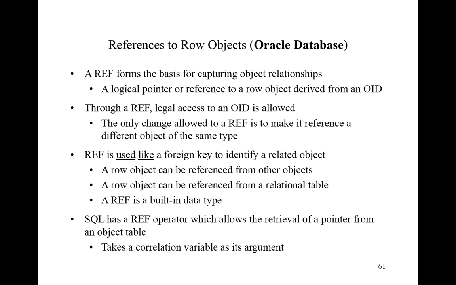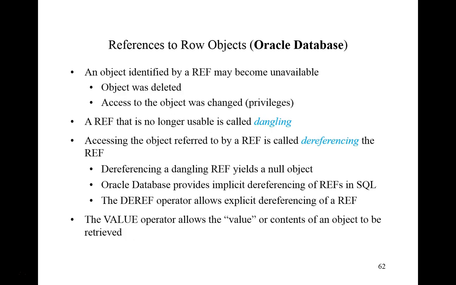The language of SQL has a ref operator, which allows the retrieval of this pointer from an object table. When using this ref operator, it accepts as an argument a correlation variable that refers to that object or typed table. As we continue our discussion, we'll be presenting examples to bring all of these ideas together and to further illustrate these concepts.